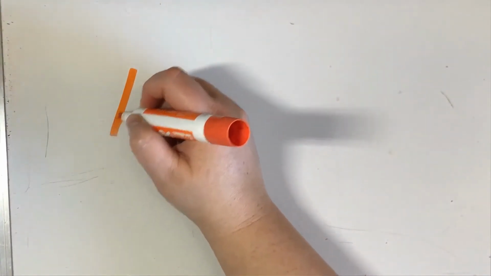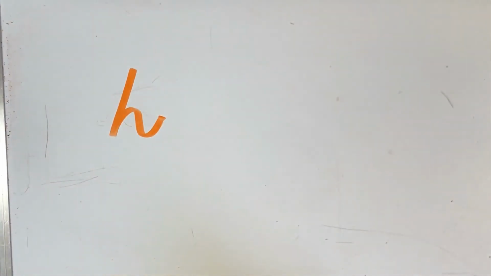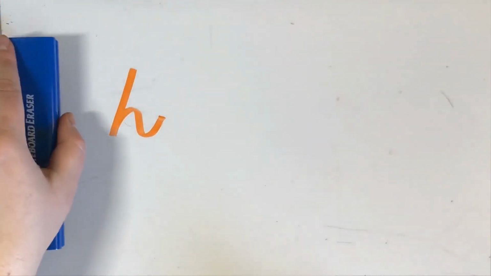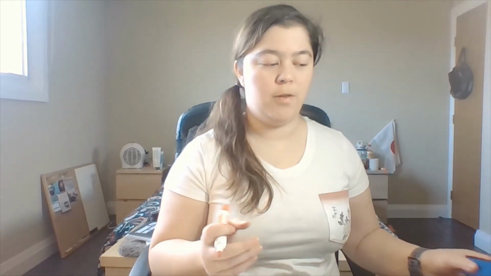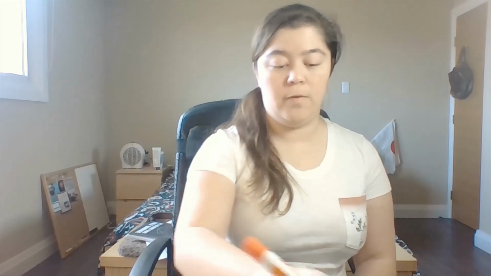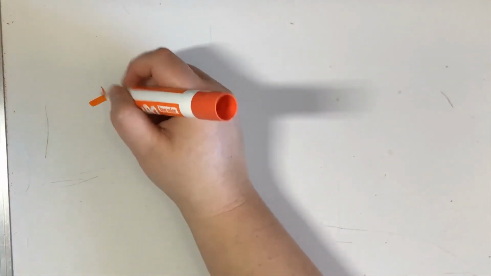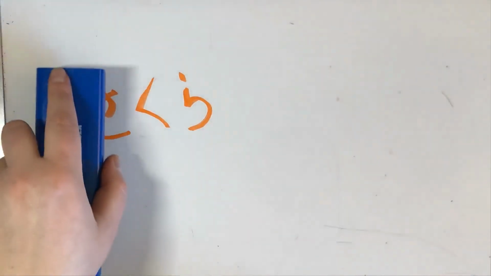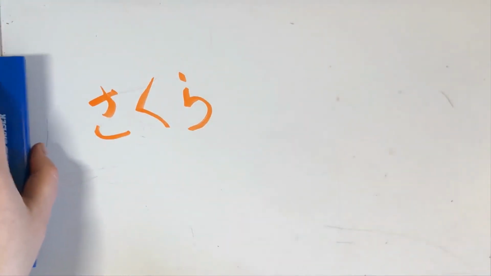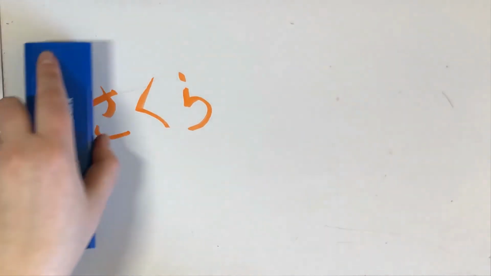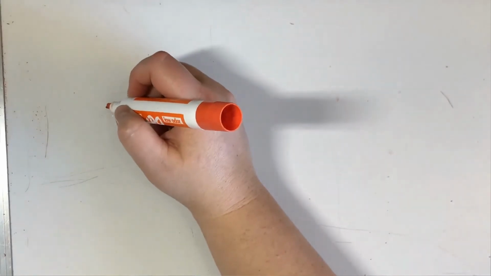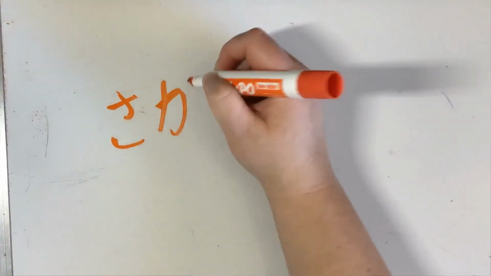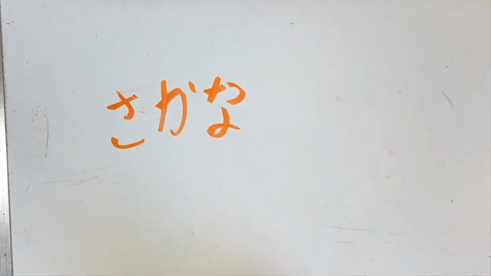All right. So with that, we've learned kind of all the basic hiragana characters. So we can do all sorts of things with that. We can come up with all sorts of words, basic words. So for example, sa, ku, ra, which is a Japanese cherry blossom. You can do sa, ka, na, which is fish.